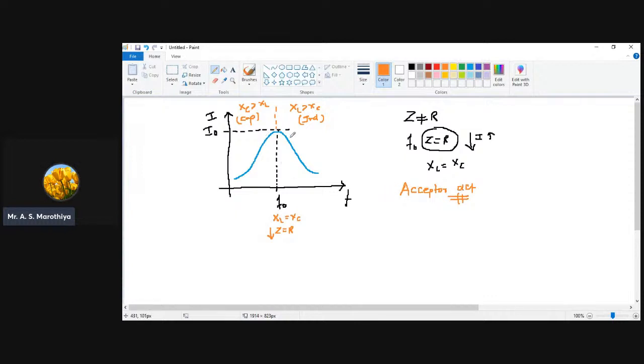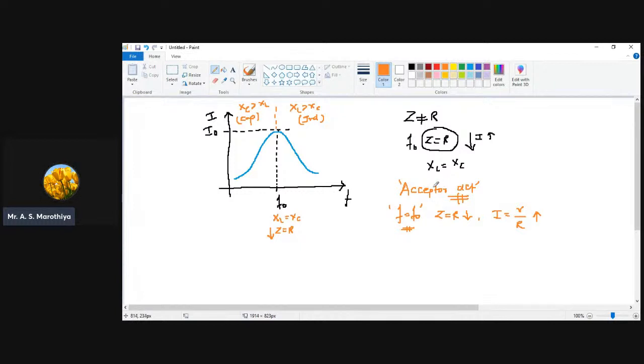See, from the graph, it is very clear that at resonance frequency, that is when F is equal to F naught, Z is equal to R, which is the minimum possible value. Hence, current, which is nothing but V divided by R, is at its highest possible value. That means at resonance frequency, this particular circuit is going to allow the maximum value of current through it. It is going to accept the maximum value of current flowing through the circuit. That's why this circuit is also called an acceptor circuit or acceptance circuit. This is very, very important.